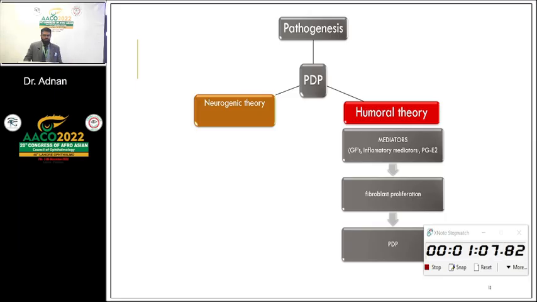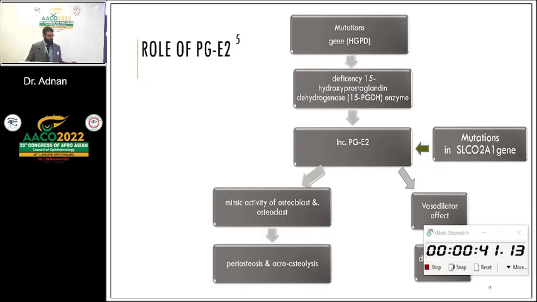And pathogenesis: actually there is no specific or exact pathogenesis known, but there are two theories. One is the humoral theory, which is the most accepted theory, which includes blood mediators, including prostaglandin E2, which is responsible for the pathogenesis. Prostaglandin E2 causes fibroblast proliferation, which leads to pachydermoperiostosis.